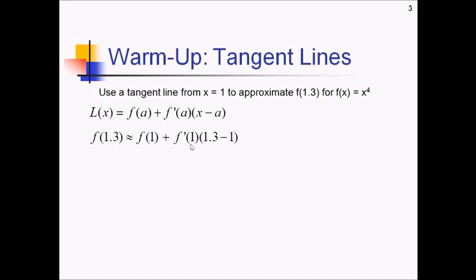At this point, it's just a matter of finding all these different values. We could pretty quickly figure out what f of 1 is just by plugging in, but we'll need the derivative to get f prime of 1. So f prime here is going to be 4x cubed. Now plugging things in, f of 1 is 1 to the fourth, plus 4 times 1 to the third, times 1.3 minus 1, which is just 0.3. So this is just 1 plus 4 times 0.3, which is 1.2. So that ends up being 2.2 when the dust settles.